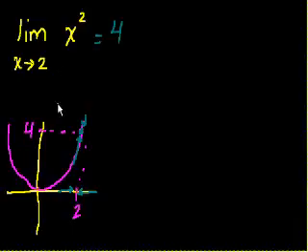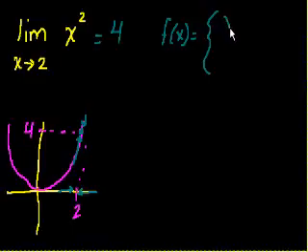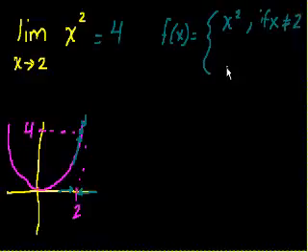Well, let me give you one wrinkle on that, and hopefully now you'll start to see the use of a limit. Let me say f of x is equal to x squared if x does not equal 2, and let's say it equals 3 when x equals 2. Interesting. So there's a slight variation on this expression. This is our new f of x.